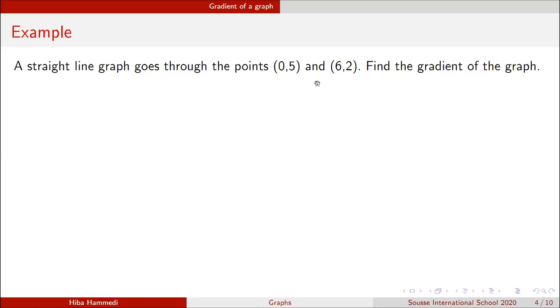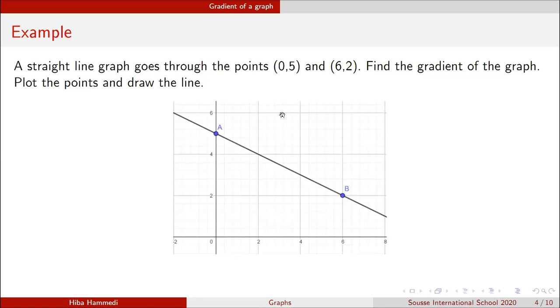So I just need to apply the formula. Well, to be honest, there is no need for you to plot or to draw the line. But yeah, let's have fun. So just plot in the 2 points here. I have 0, 5, and the second point is 6, 2. Just joining the 2, I will get the line. And then I just need to apply the formula there. So I have the 2 points here.